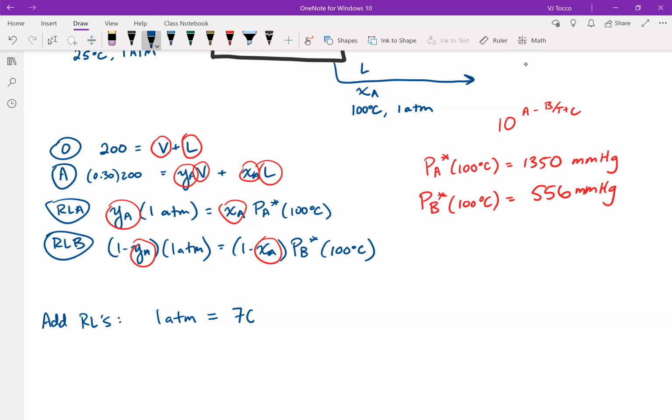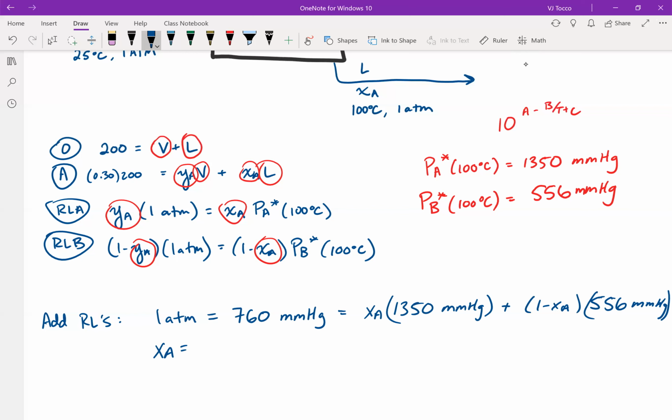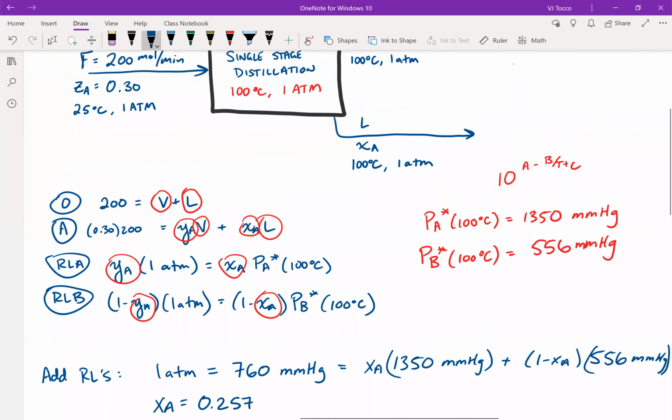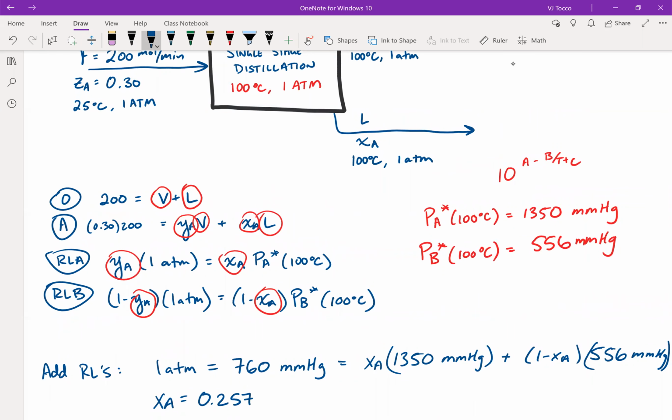So instead of 1 atmosphere, I'm going to write equivalently 760 mmHg is equal to XA times 1350 mmHg plus 1 minus XA times 556 mmHg. All right, so now I've got 1 equation, 1 unknown, which I can solve for XA. Solving this gives me that XA is equal to 0.257. Just to quickly check, remember my ZA was 0.30.